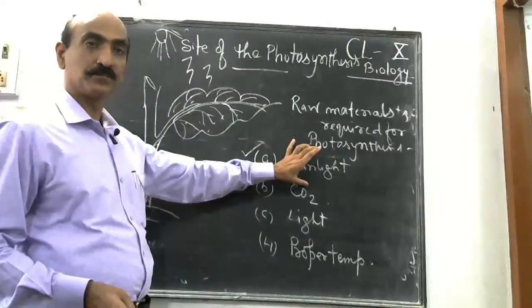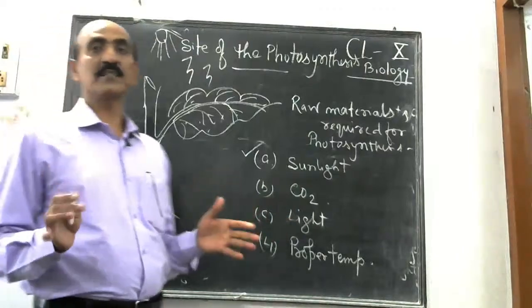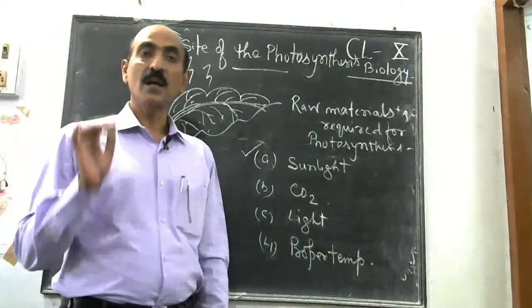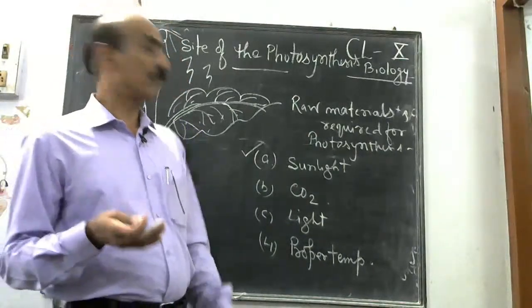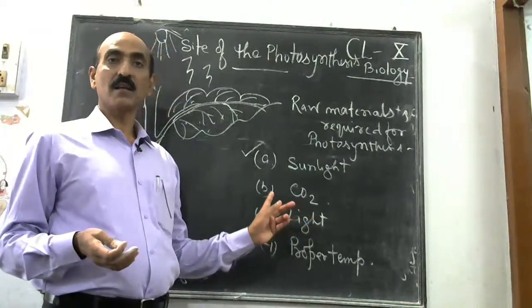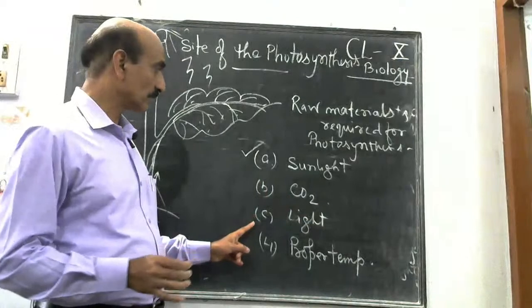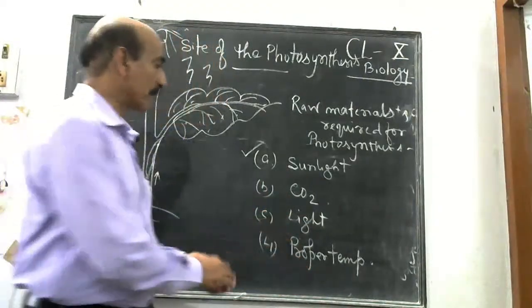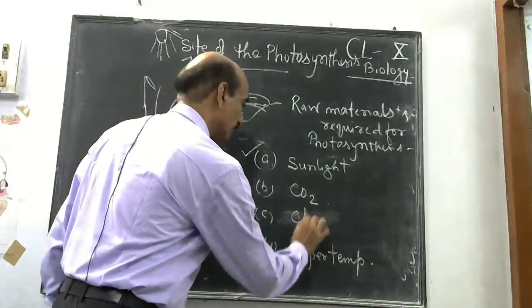So sunlight. Now carbon dioxide. As you know, carbon dioxide is present in our atmosphere. About 0.03% of our atmosphere is carbon dioxide, and that is utilized by the plants during photosynthesis. Third, light is already covered. Third one is proper temperature. Third one is chlorophyll.